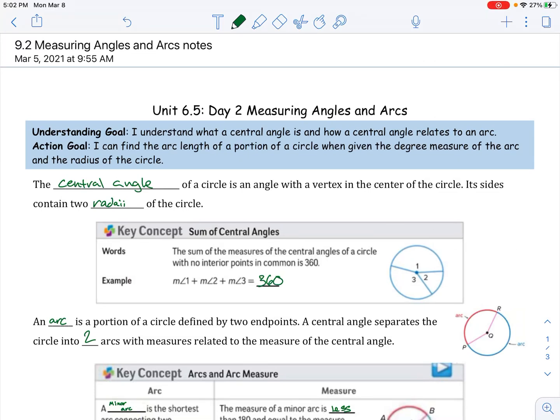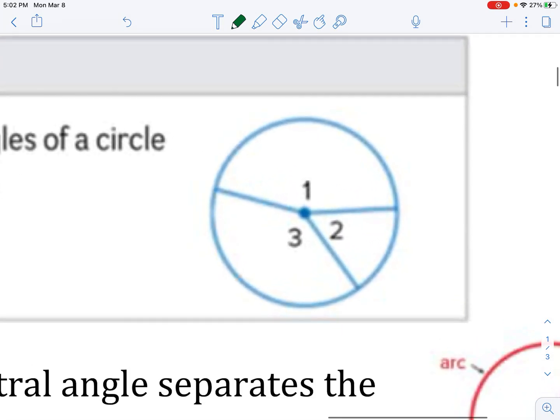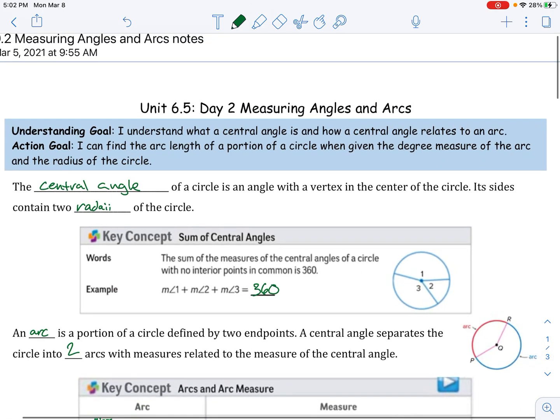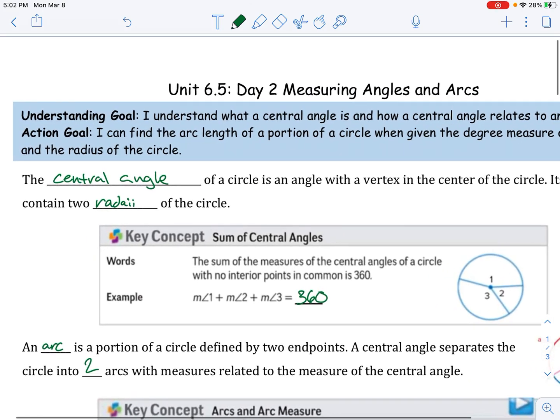In this video, we are going to be measuring angles and arcs. So first of all, before we get started, this is what a circle looks like when we're talking about arcs and angles. We're going to be talking about central angles, which are these. They come from the center of the circle. So your vertex for those angles are all going to be at the center of the circle. So our first blank here is to fill in central angle.